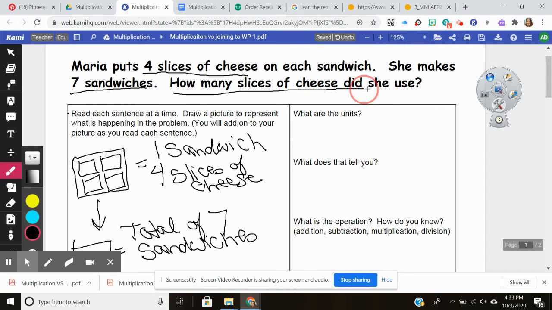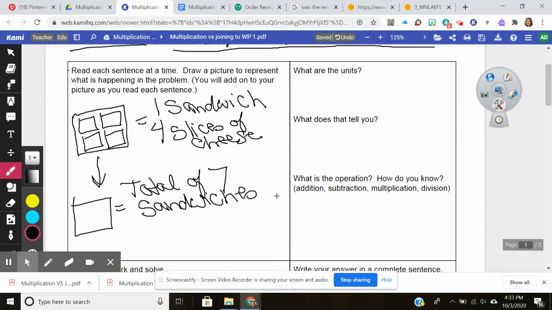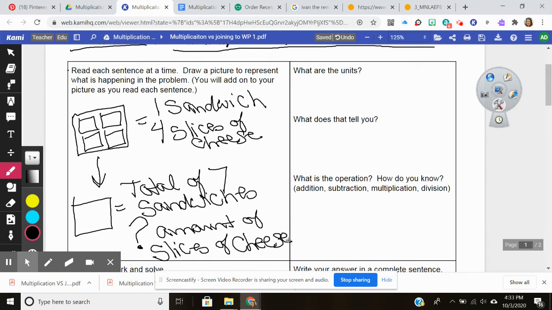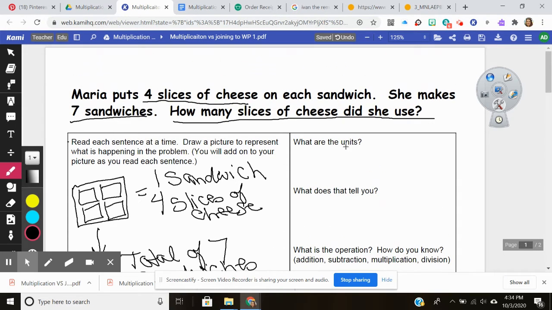Now it says, how many slices of cheese did she use? So my question is, I'm going to write my question mark. My question is, I need to know the amount of slices of cheese. So that's my unknown. This is what I'm trying to figure out right here, is how many slices of cheese did she use?